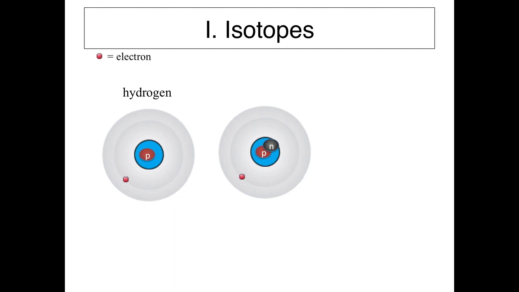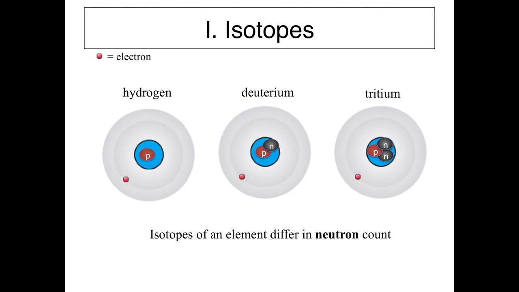So for the element of hydrogen, we now know of two isotopes. The first one is still your simple hydrogen, whereas this one is a new isotope. And in particular, for hydrogen, this isotope is called deuterium. Hydrogen has more than one isotope. It has a third isotope called tritium. And in the tritium isotope, there are two neutrons. And so from this example, we can see that isotopes are simply atoms of the same element, but they differ in the number of neutrons they have.